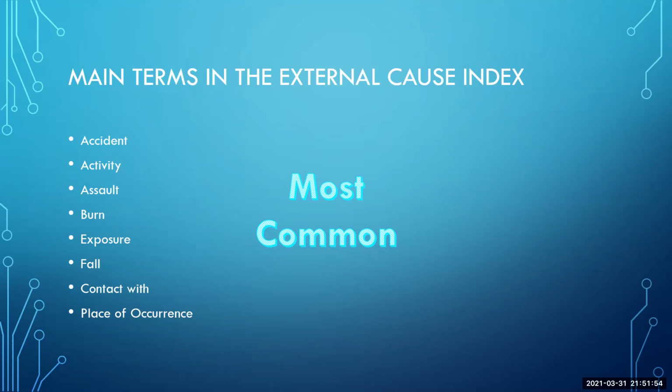Fall is a big category. A lot of things fall into that category. Lots and lots of subterms there. Contact with is another general category, but this is where you're going to see a lot of the animal codes. So contact with a dolphin, contact with a snake, lion, alligator, things like that.